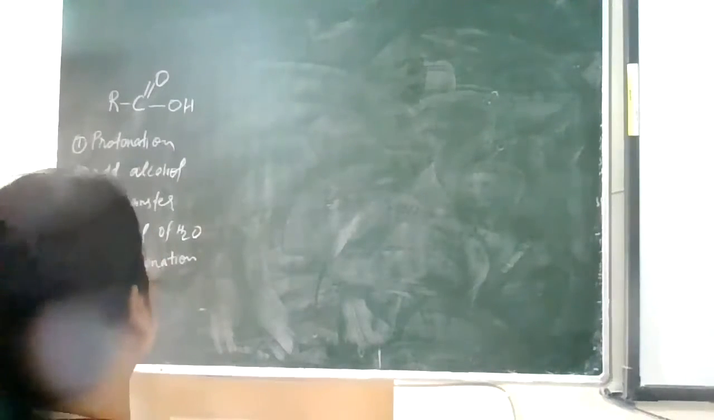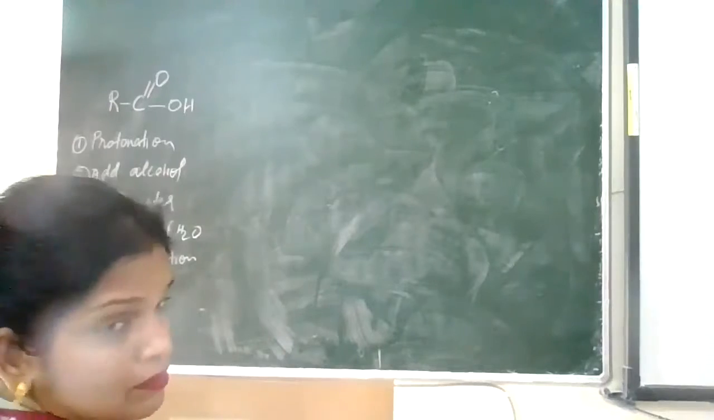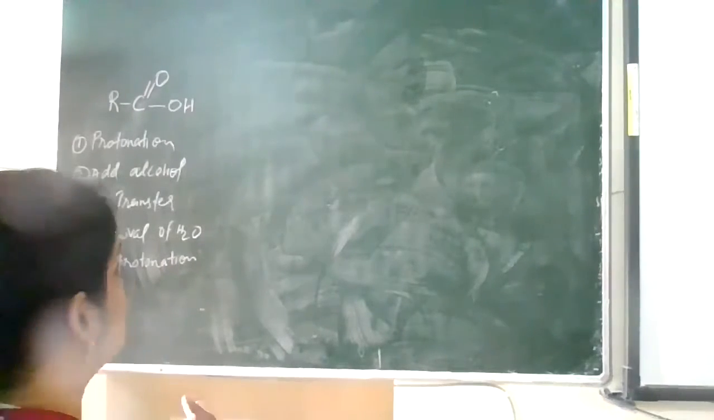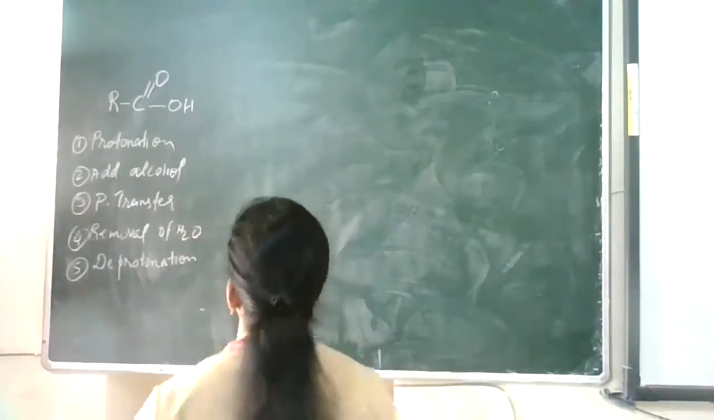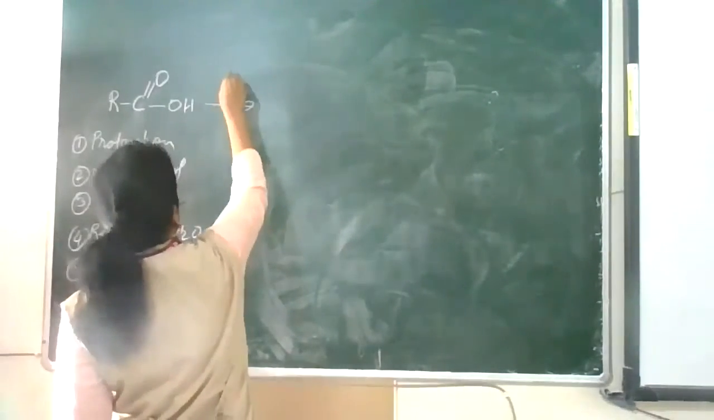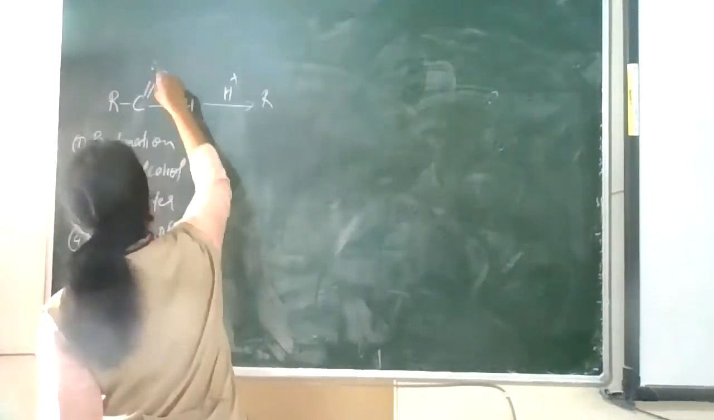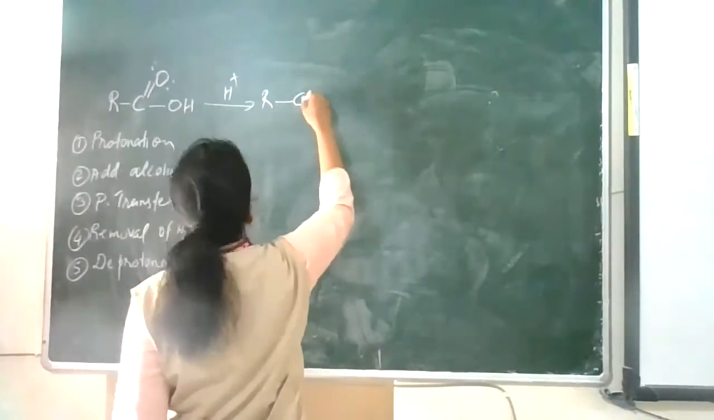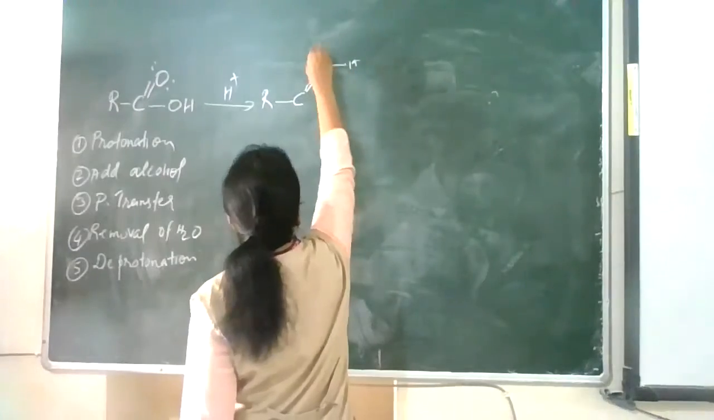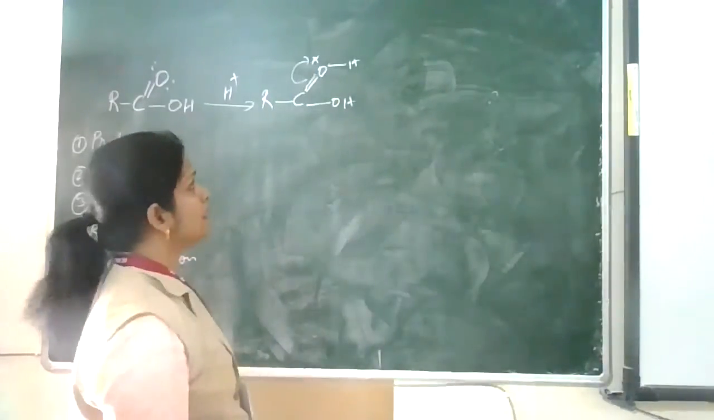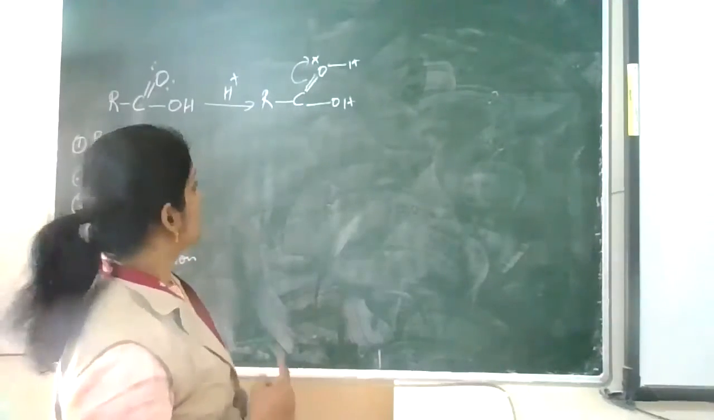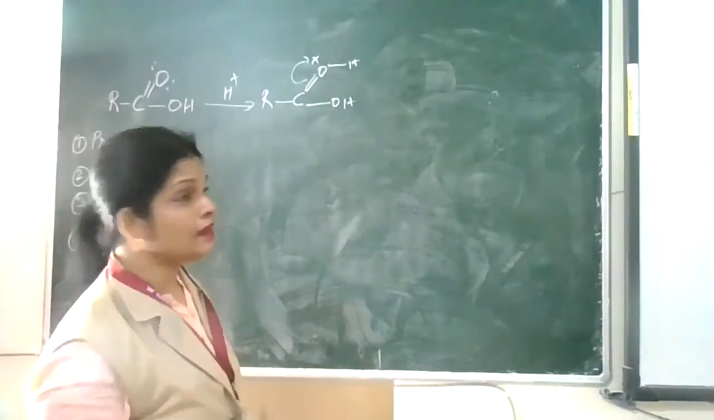First one is protonation. We are protonating this to increase the electrophilicity of carbon. We know that the carbon is not much positive, so to increase the positive character of the carbon, we are doing protonation. So H plus, using this pair of electrons, R C O H, this is OH. Now you see this pair of electrons will cancel that positive charge, so the positive nature and electrophilicity of carbon will be increased.